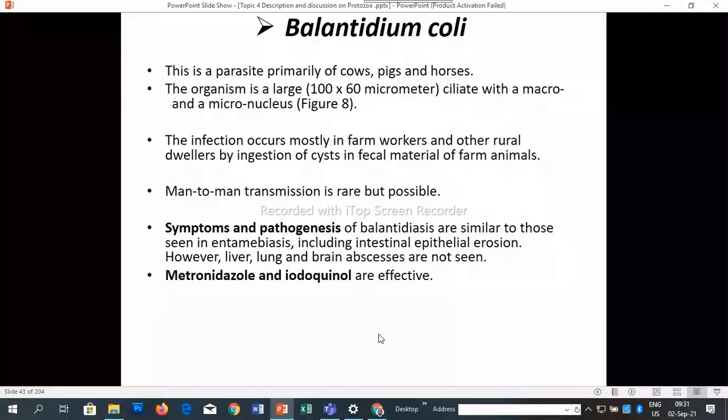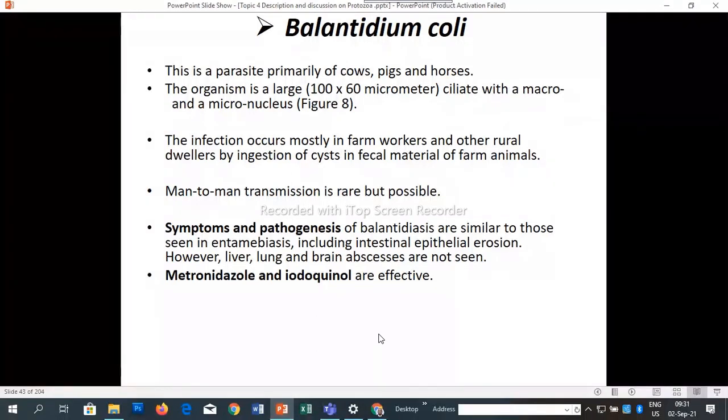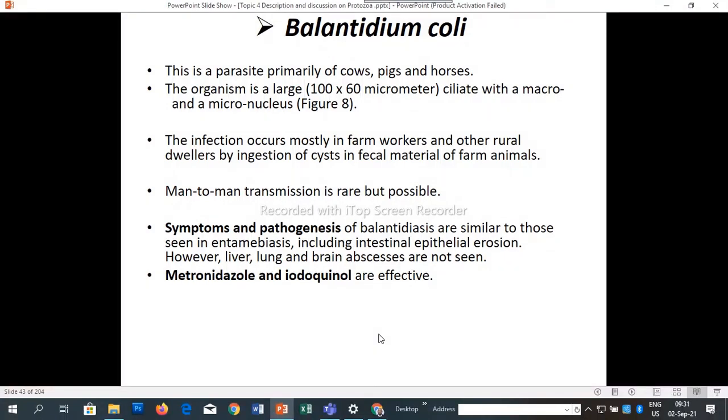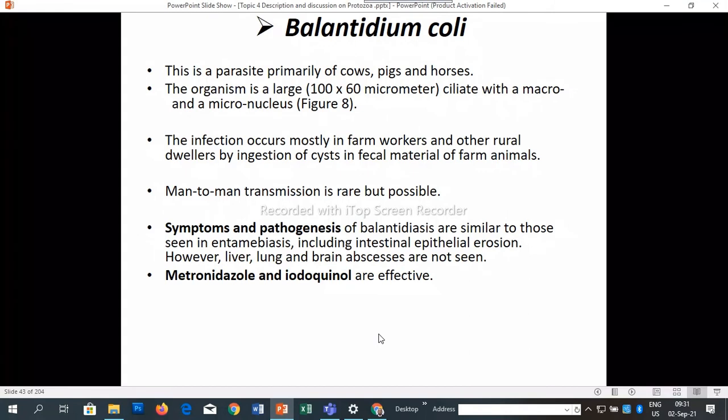So, Balantidium coli is a parasite primarily of cows, pigs, and horses, and it's bigger. It can measure around 100 micrometers. It is a ciliate. It moves by the cilia that are all around the cell surface, the cell membrane.